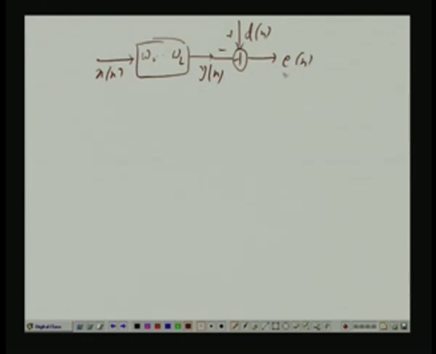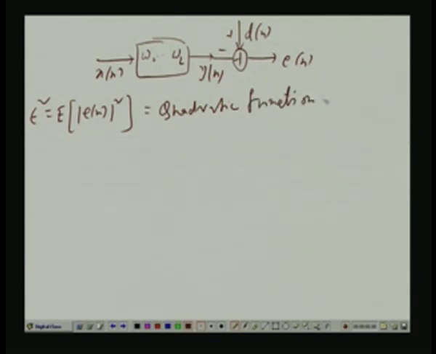So, you try to minimize the mod square of this error with respect to the filter taps, because this E of, in fact you can call it epsilon square, is independent of n because of stationarity. This quantity you have seen is a quadratic function of W 0 dot dot dot up to W L.